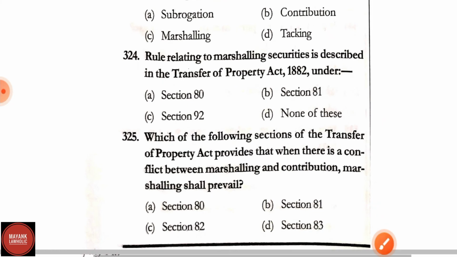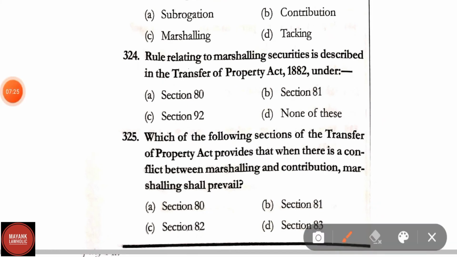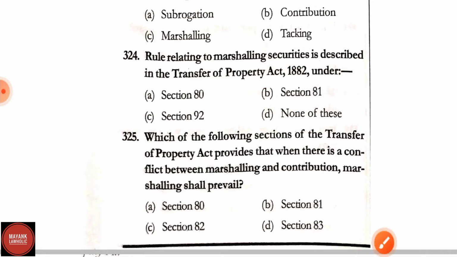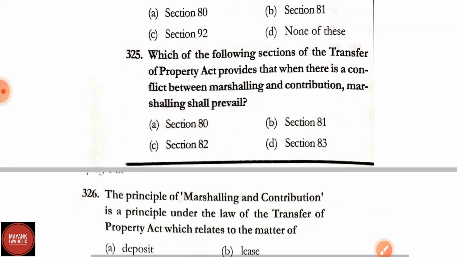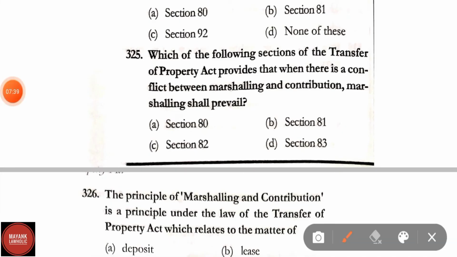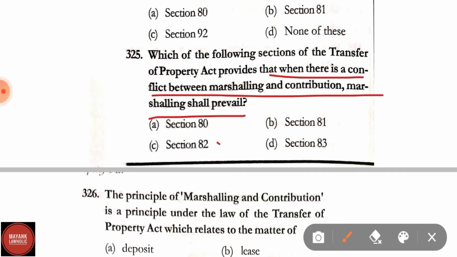Question number 324. Rules relating to marshalling securities are described in TPA under section 81. In section 81, rules relating to marshalling securities are described. Question number 325. Which of the following sections of TPA provides that when there is a conflict between marshalling and contribution, marshalling shall prevail? Correct answer is option C, that is section 82.